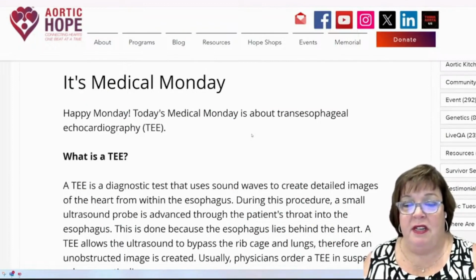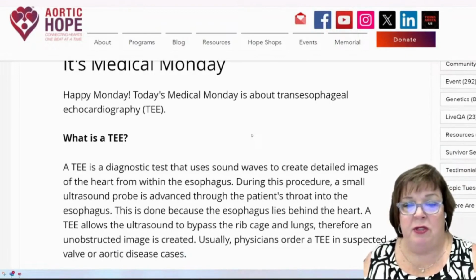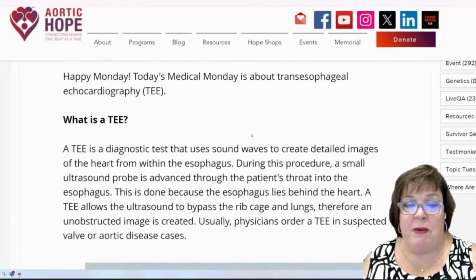What is a TEE? A TEE is a diagnostic test that uses sound waves to create detailed images of the heart from within the esophagus. During this procedure, a small ultrasound probe is advanced through the patient's throat into the esophagus. This is done because the esophagus lies behind the heart. A TEE allows the ultrasound to bypass the rib cage and lungs, therefore, an unobstructed image is created.